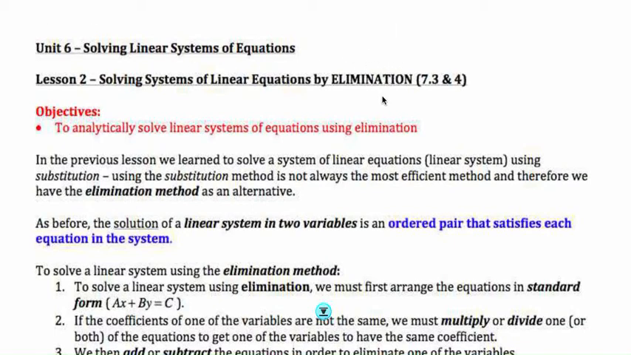Okay, so this is lesson 2 of Unit 6 on solving linear systems. The objective of this lesson is to give a second algebraic or analytical method to solve systems of equations. Of course, we've learned in the previous lesson how to solve linear systems using a method called substitution.